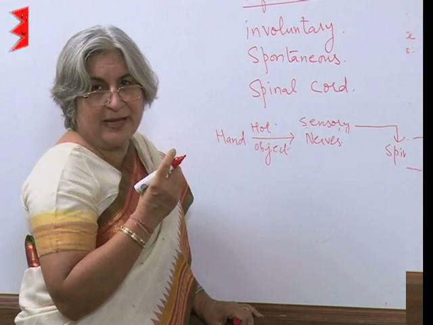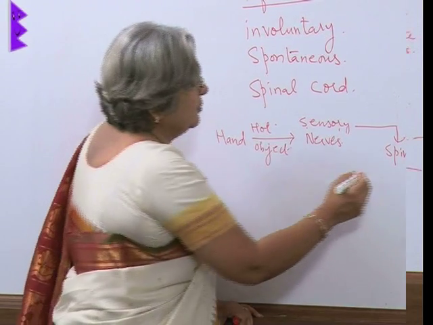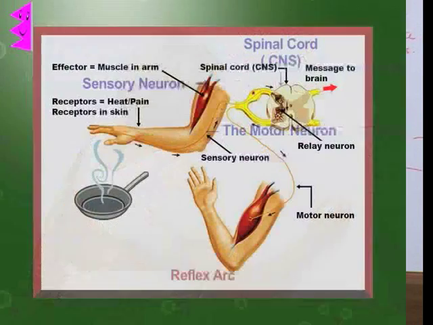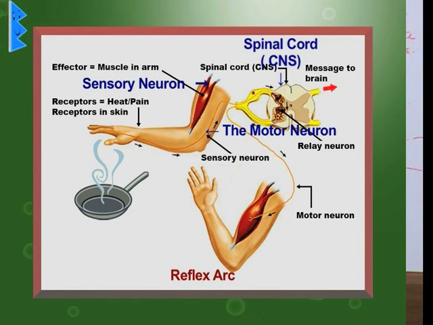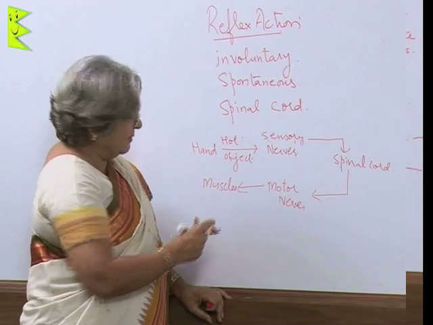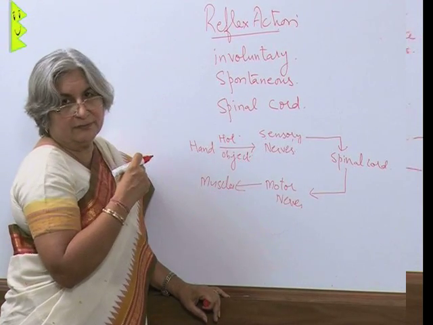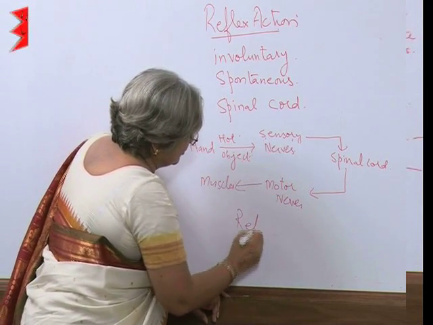It will receive the message, take a decision and pass on the instruction through another set of nerves, the motor nerves, to the muscles. So, the muscles will make the hand move, right. This is what is reflex arc.